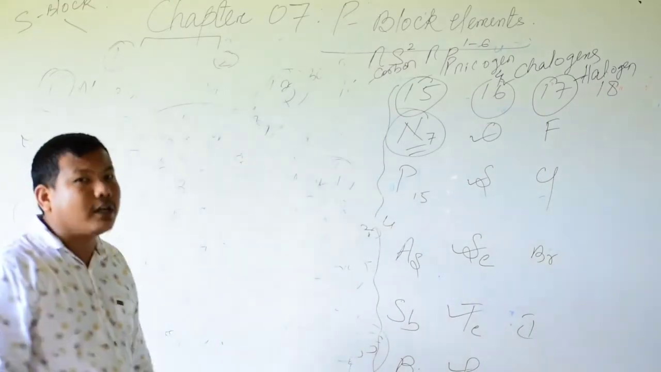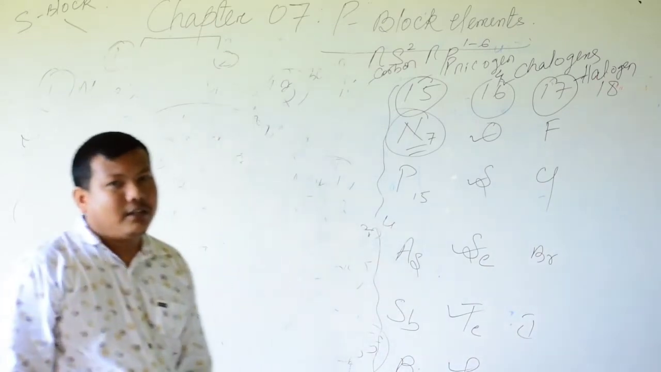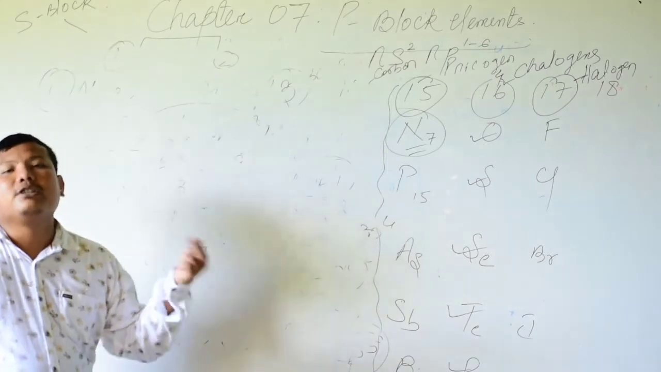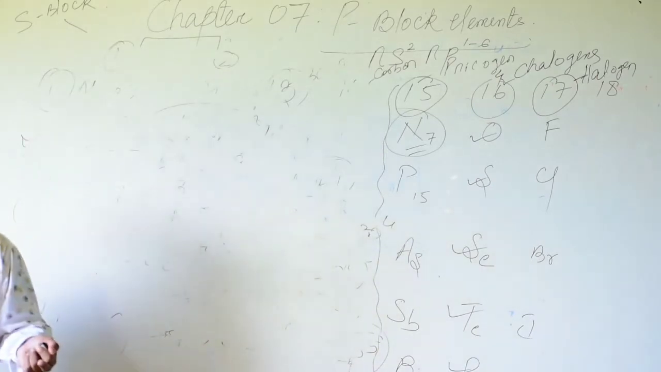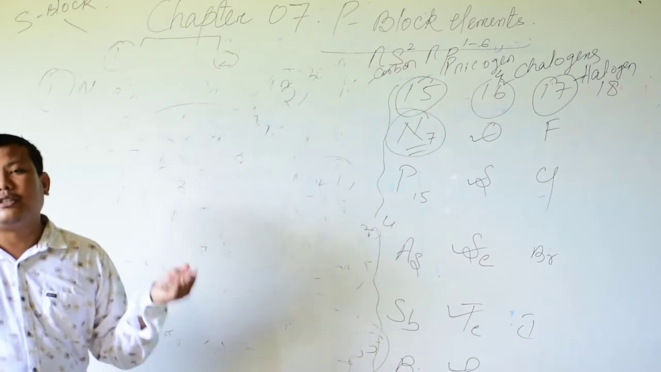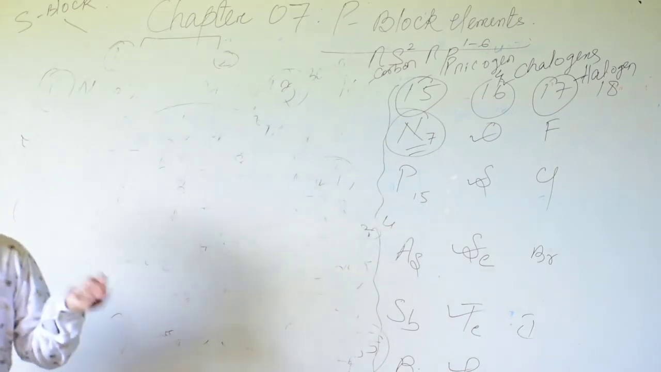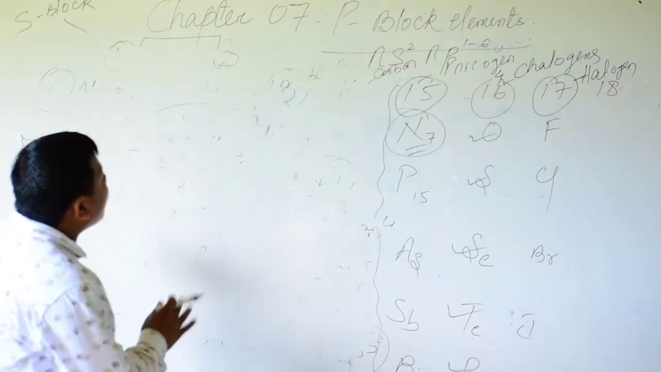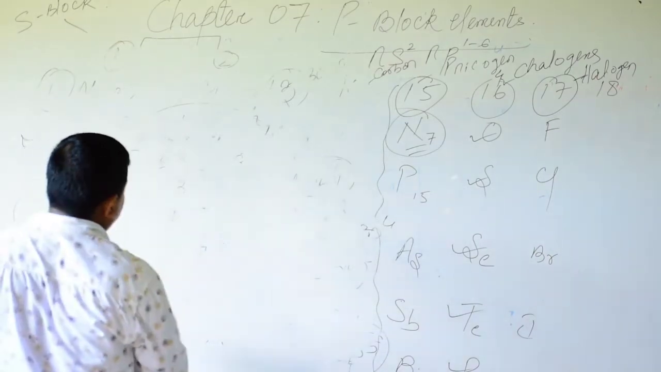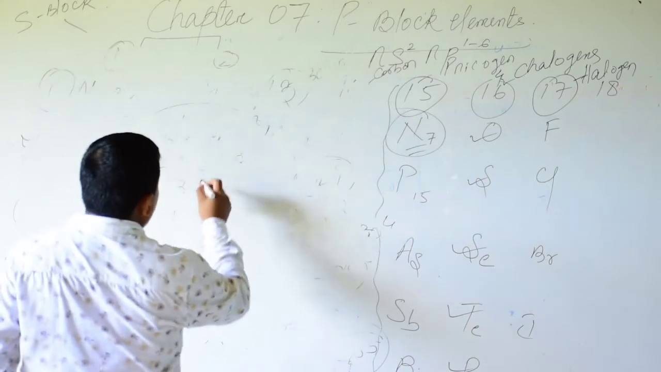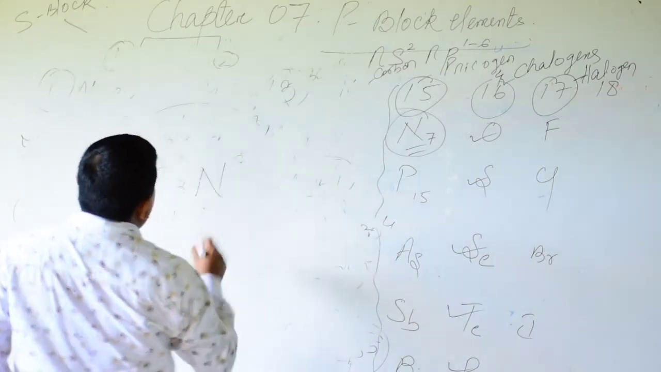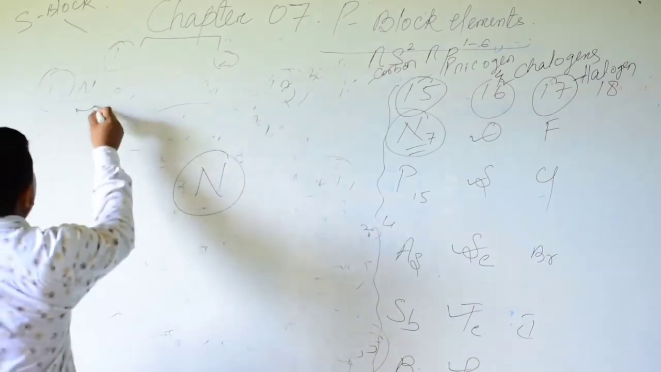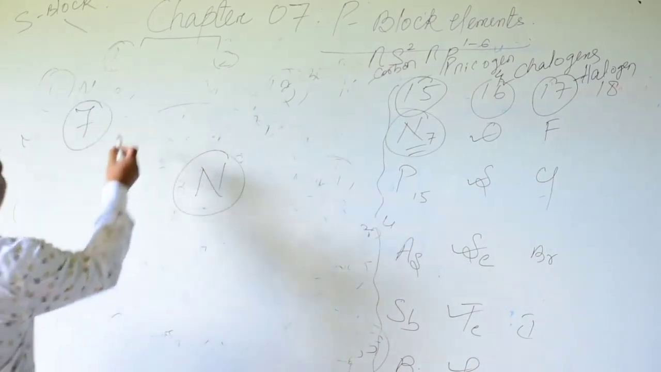Nitrogen occurs in the free state, which contains 78% of our atmosphere. We will not go into that much detail. Now directly I will go to the dot structure, how to make the dot structure of nitrogen. The nitrogen atomic number is 7, so 7 we have to segregate.